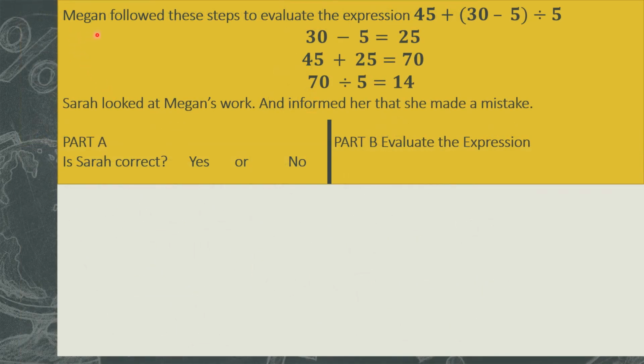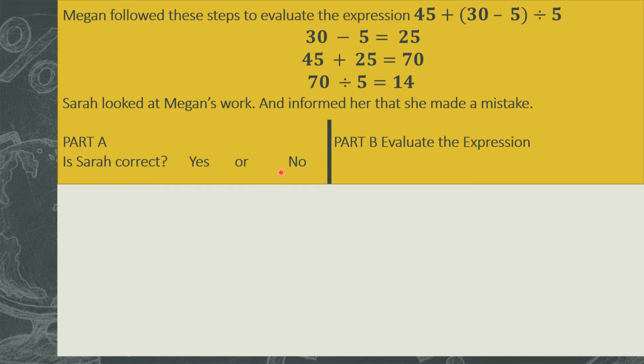Question 2. Megan followed these steps to evaluate the expression 45 plus the difference of 30 minus 5 divided by 5. These are the steps that she did to find her answer. 30 minus 5 equals 25, 45 plus 25 equals 70, and 70 divided by 5 equals her answer of 14. Sarah looked at Megan's work and informed her that she made a mistake.